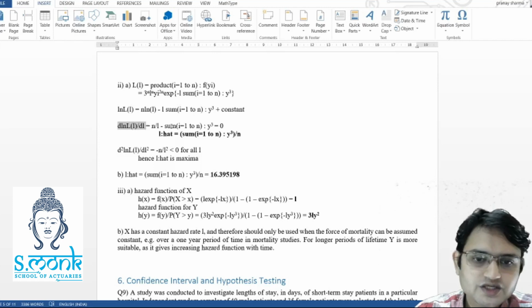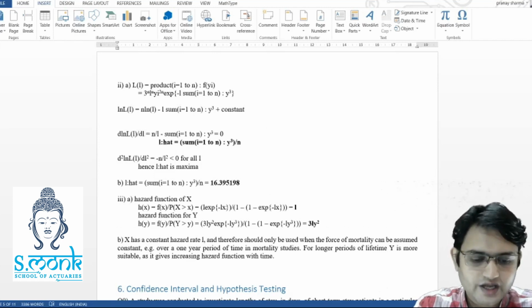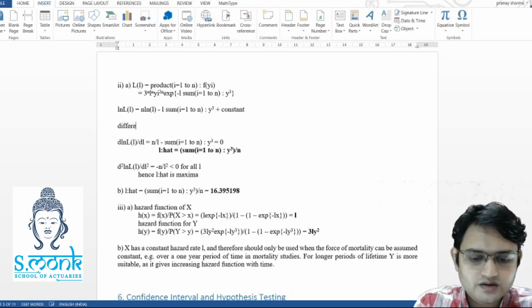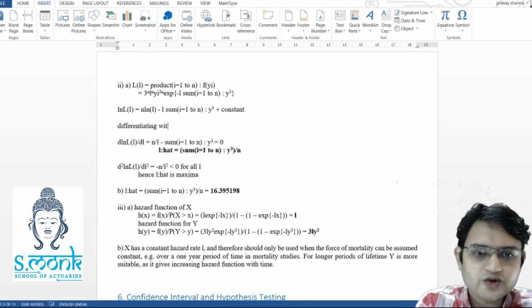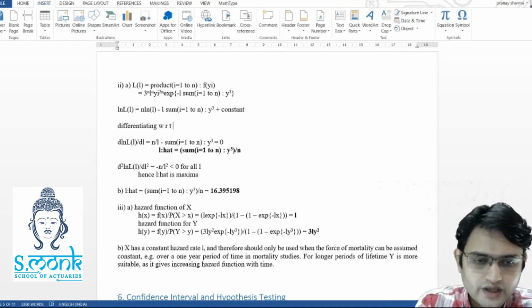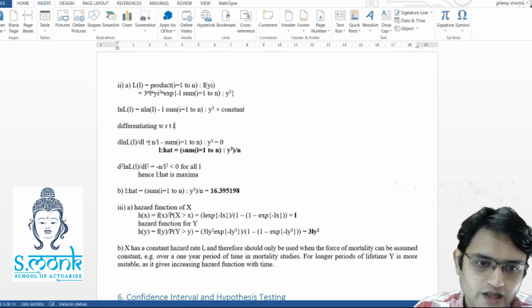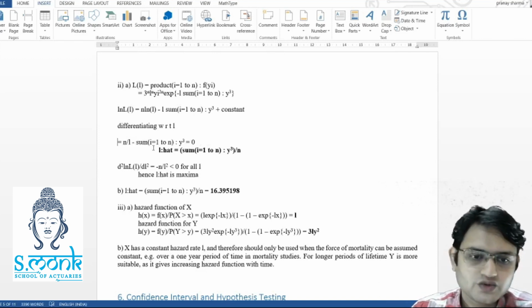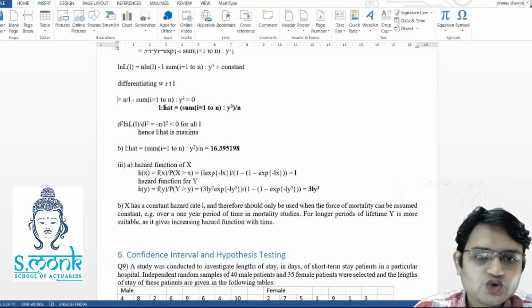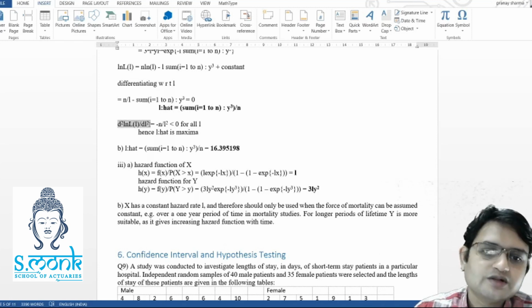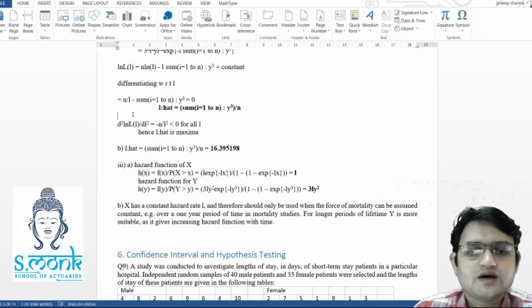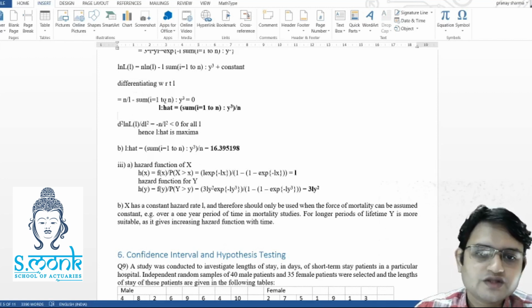You can write differentiation here like this, or the other way would be to just write differentiating with respect to, or just write WRT, with respect to L, and you can directly write equal to this. You do not have to write that symbol again here. Making this symbol might be a little bit difficult, might take more time, so you can directly write differentiating with respect to L.